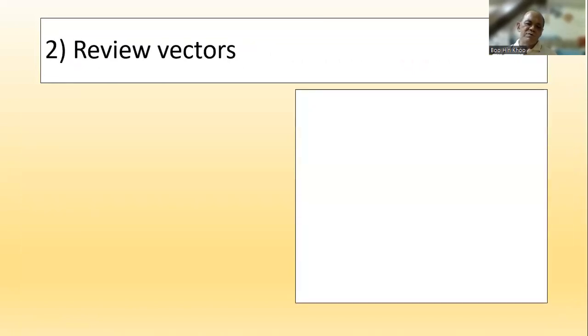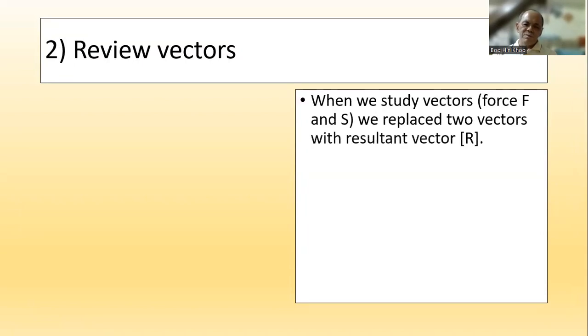Review of vectors. When we studied vectors, with forces F and S, we replaced the two vectors with a resultant force R. We can use the parallelogram rule. We complete a parallelogram, or in this case a rectangle, and find the resultant, which is the diagonal, all starting from the same point.